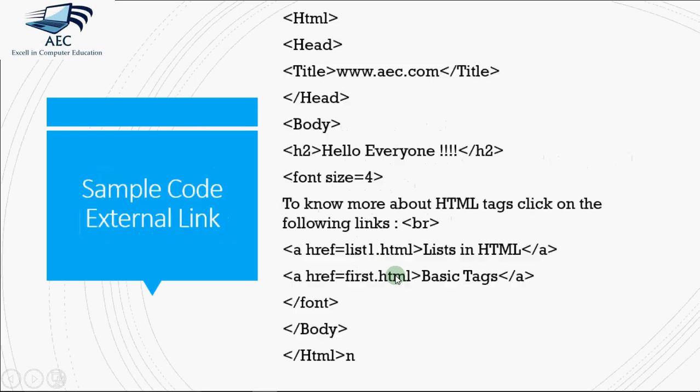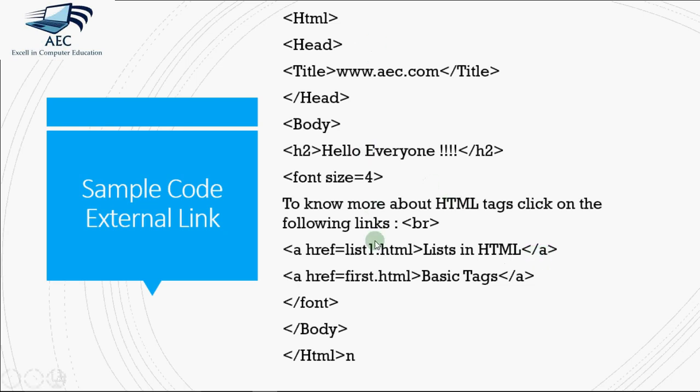Now, how do we create these? Let's see first how to create an external hyperlink. That's quite simple. We have majorly this line. You can see over here, I've written a space href is equal to list1.html. Then you write the text which should appear as a hyperlink. So I want the text to appear as lists in HTML. And then you have to close the anchor tag.